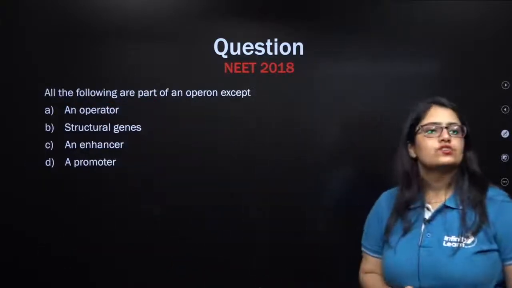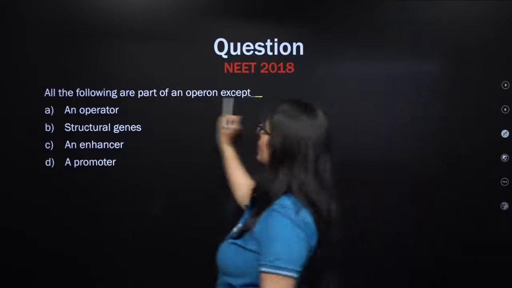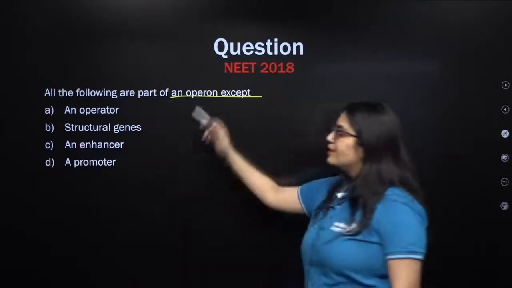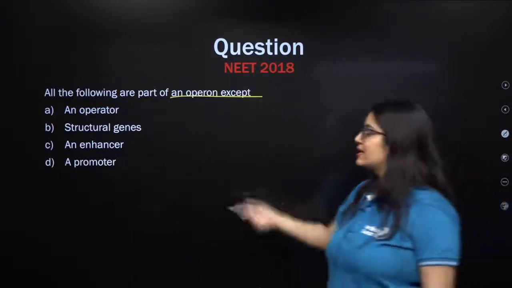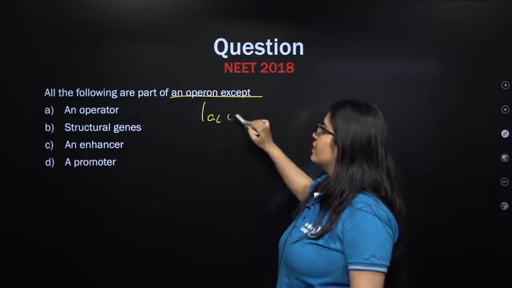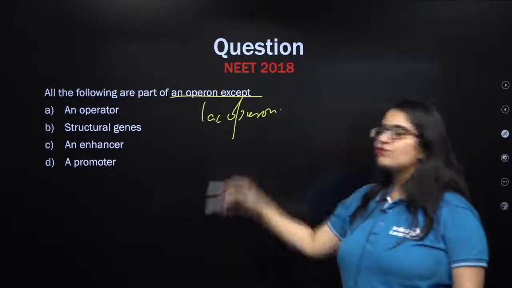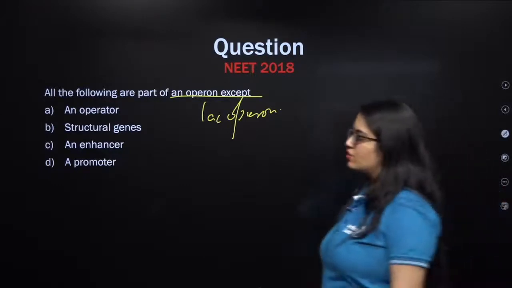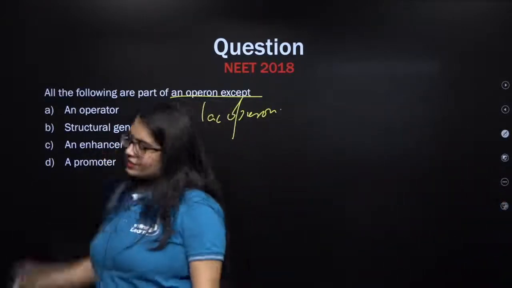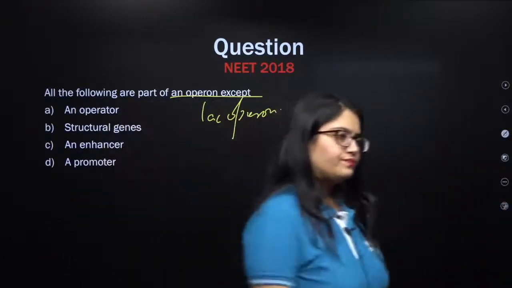Which of the following is not a part of an operon? Just take an example of a lac operon. You need to imagine a lac operon. So, in lac operon, which of the following is something that you did not see? So, which of the following is not a part of lac operon?